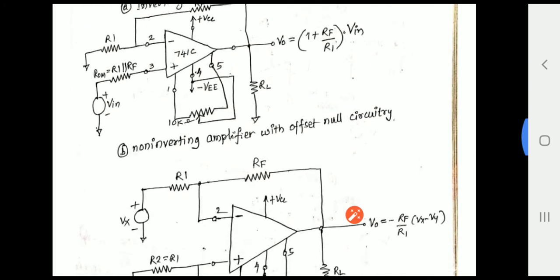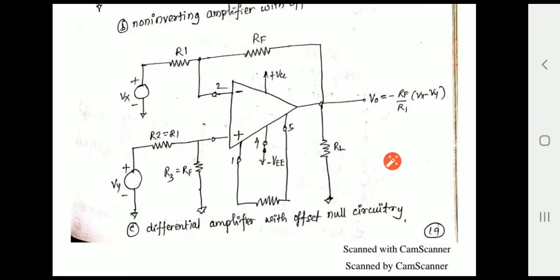That is the change. Now the third circuit shown here is the differential amplifier. In this differential amplifier with offset null circuitry, the only change is that both the inverting and non-inverting terminals are provided with an input signal. For the inverting terminal, Vx is the input. For the non-inverting terminal, Vi is the input. The remaining resistors: R1 is the input resistance, Rf is the feedback resistance. This is the null circuitry used here. This is a reflected resistor. This is R2 equal to R1 for the non-inverting terminal input.